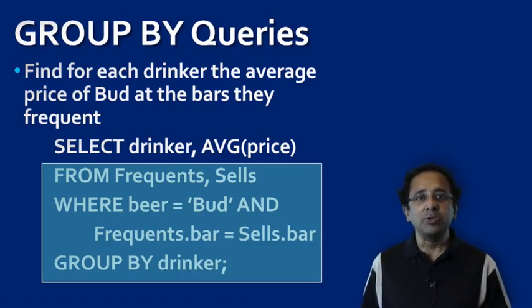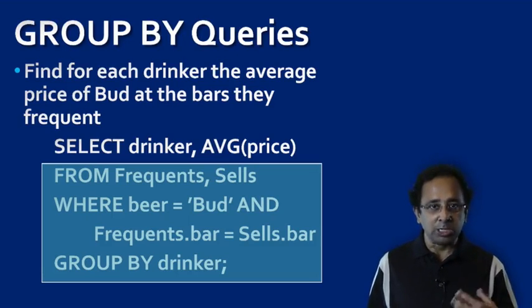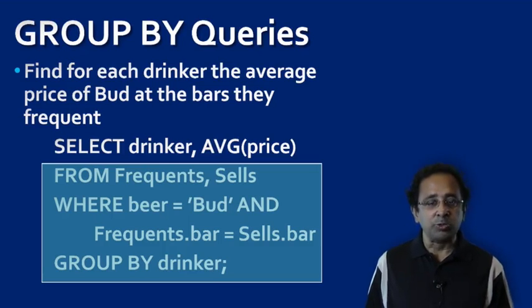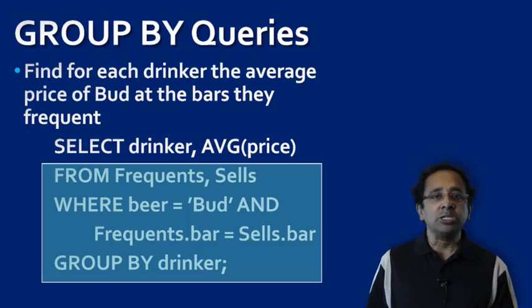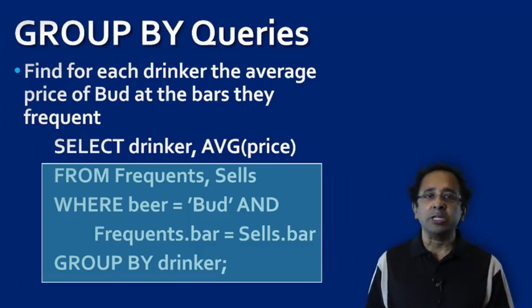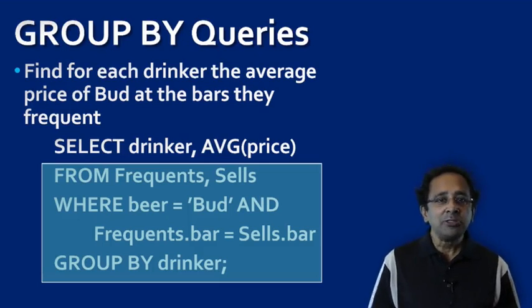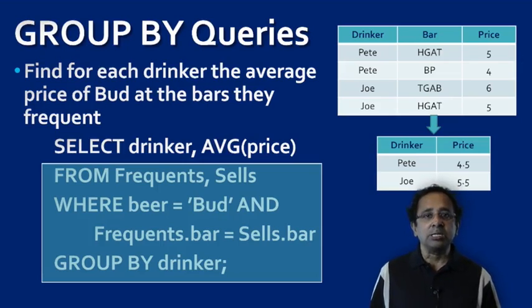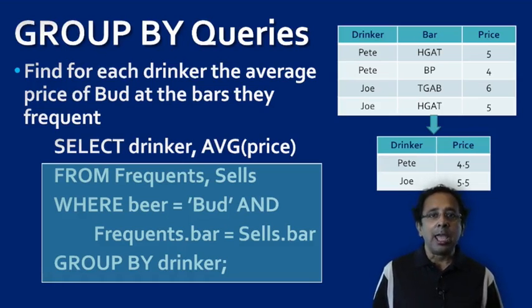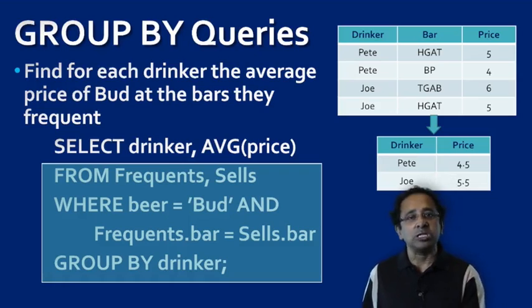So we have 3 attributes at play: price, which we need to aggregate, drinker, which we need to group by, and bar, which is the join attribute. The 4th attribute, namely beer, is used for selection and does not participate in grouping. So after the selection, we will get an intermediate relation containing drinker, bar, and price. With this, the group by operation will create one result row for each drinker and place the average price over all such rows.